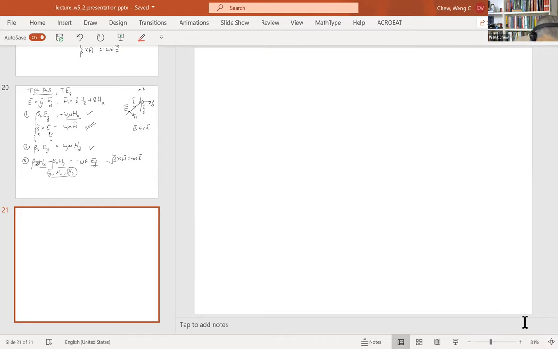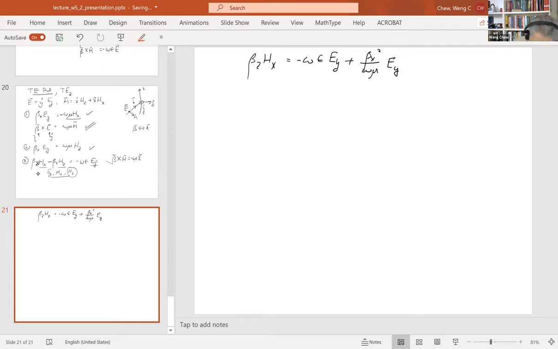I'm going to use one of the three equations to eliminate Hz, and then the third equation on the left-hand side would just become beta z Hx, which is the first term here, is equal to omega epsilon Ey, which is what I have on the right-hand side, plus beta x squared over omega mu Ey. I'm just using the second equation over here to eliminate Hz and plug into the last equation. Then this is the equation I have.